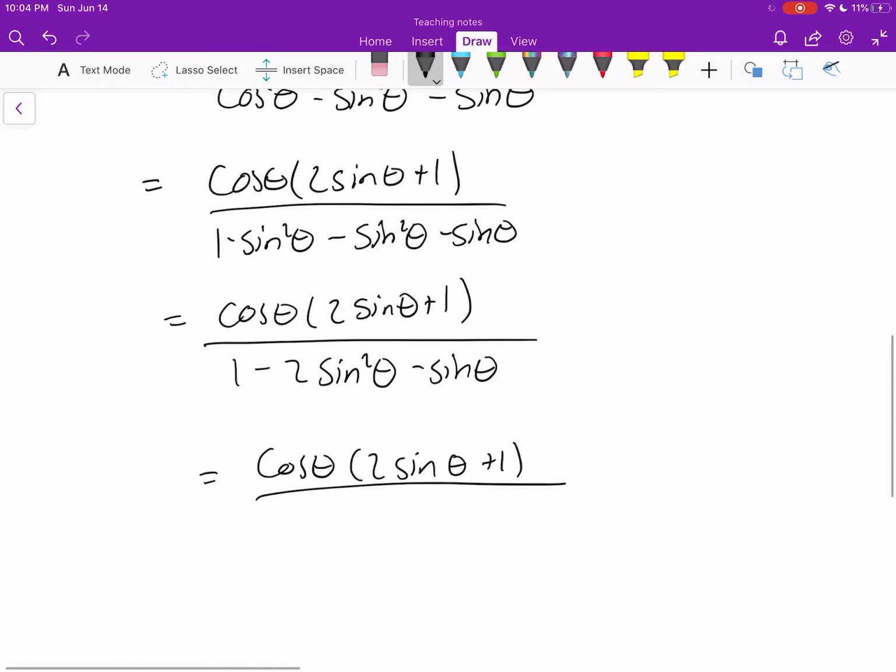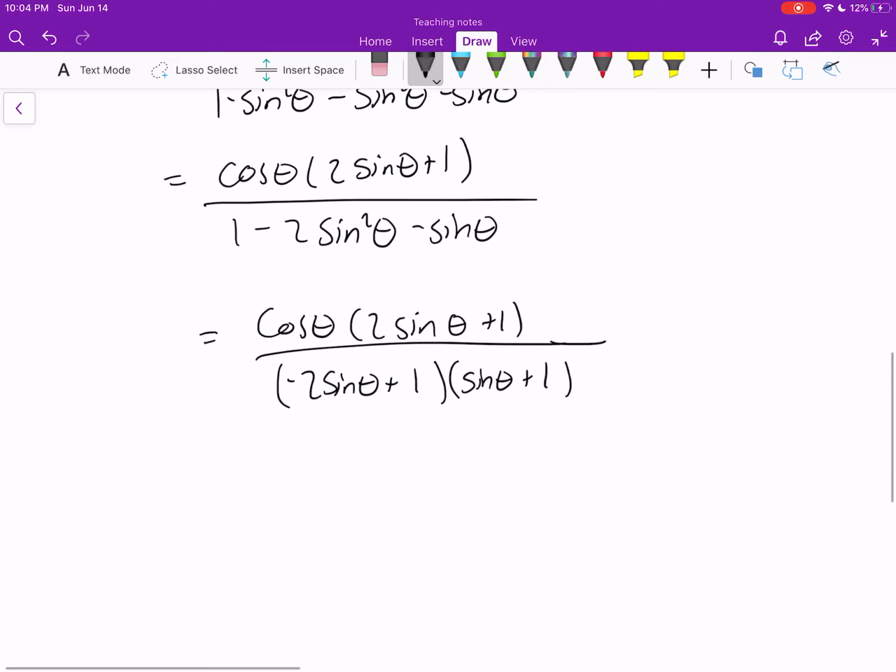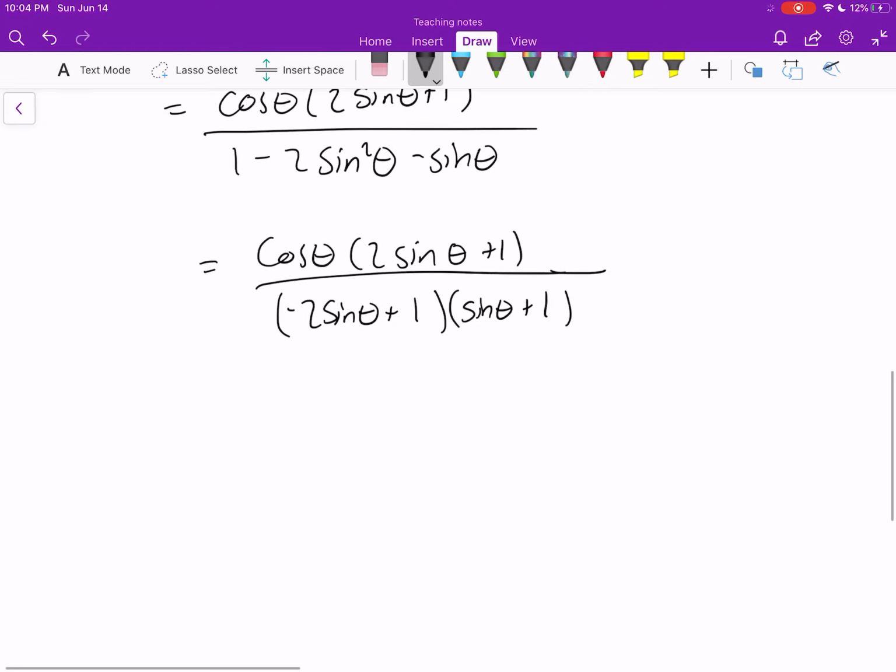So the bottom is going to be negative 2 sine theta, minus 2 sine theta times something with a sine theta. And when I do this factorization, I'm going to get 1 and 1, it looks like. So this just makes everything easier to work out.